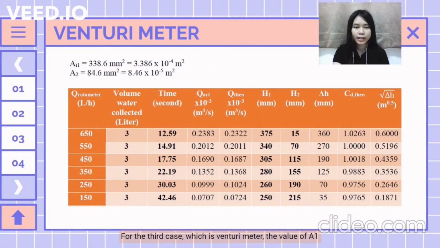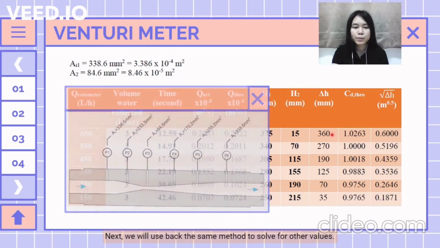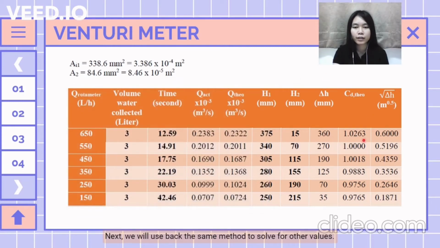For the third case, which is venturi meter, the value of A1 is the same as well, which is 3.386 times 10 to the power of negative 4 meters squared. For the value of A2, which is the rapidly converging section, we can obtain this value directly from this diagram, which is the A3. The value is 8.46 times 10 to the power of negative 5 meters squared. Next, we will use back the same method to solve for other values.